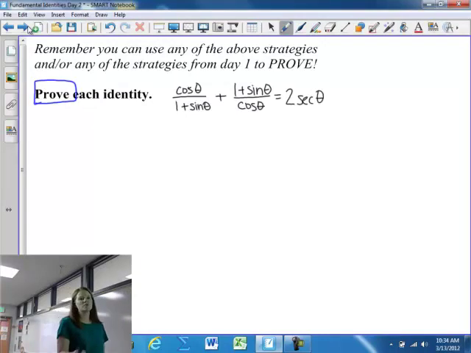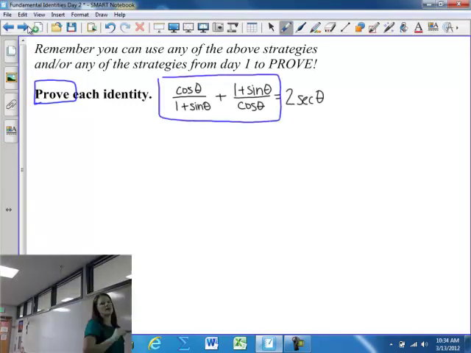So of course, we want to start with the messy side, or the yuckier side. So Mr. Lucky, which side is messier? That'd be the left side. The left side. So we're going to start with this left-hand side, which is two fractions.